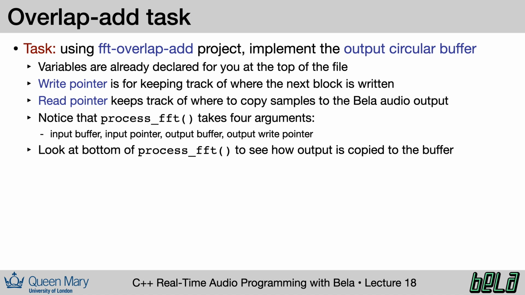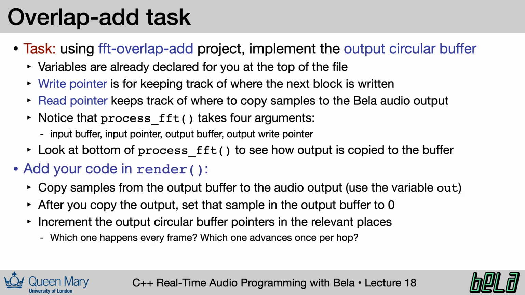You'll see that compared to last lecture, the process FFT function has been updated to take not 2 arguments, but 4. It takes the input buffer, the write pointer for the input buffer, the output buffer, and the write pointer for the output buffer. Copying the result of the inverse FFT into the output buffer is already done for you. The code that you need to add is inside of render. You need to be copying samples from the output buffer into the Bela audio out. That will involve the read pointer. After you've copied a sample from the output buffer into the Bela audio output, it's important that you set that slot of the buffer equal to 0. Then finally, you'll need to increment both the read and the write pointers of the circular buffer. Remember that they don't both behave the same way. One moves every frame, the other moves every hop.